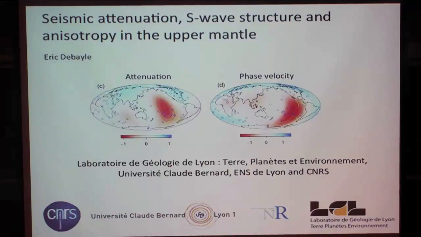I'm going to talk about, so we'll shift the subject a bit and move to the upper mantle. We will look at the structure of the upper mantle using results from global surface wave tomography. The surface wave tomographies have been made in my group in Lyon. I will try to talk about seismic attenuation, shear velocity structure, and maybe anisotropy in the upper mantle.